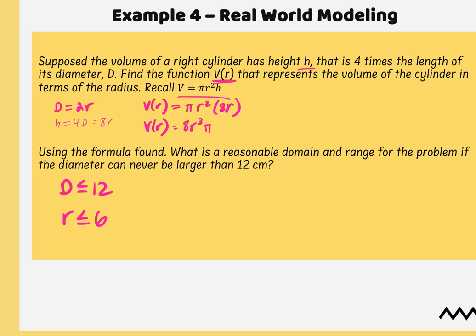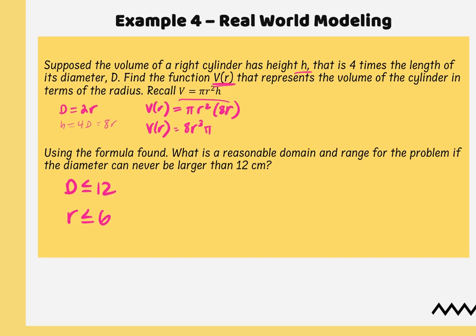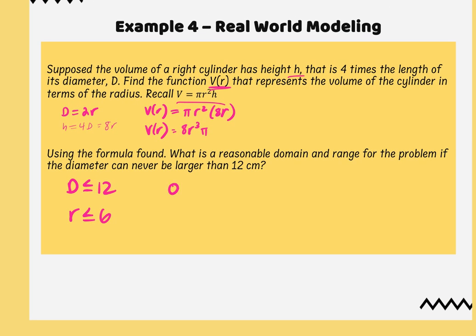You with me so far? So that means the domain. What's the smallest my radius can be? Can it actually be 0 and still have volume? No. So it will start at 0, but it gets a parenthesis because it can't include 0. And the biggest it can be, because the domain is my radius, is 6. Can it include 6? Yes, so it gets a bracket. So that would be my domain. This is confusing because I wrote D, and D could be diameter or domain, but that's domain.